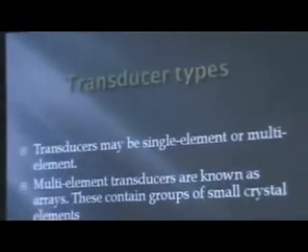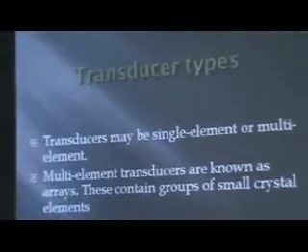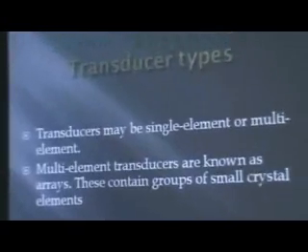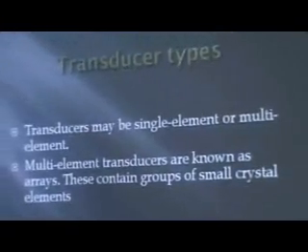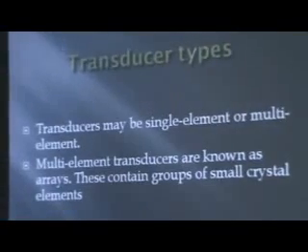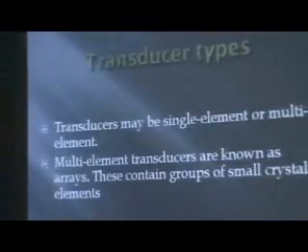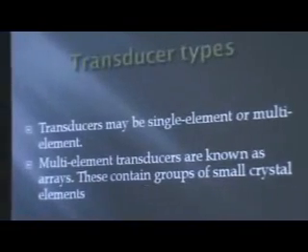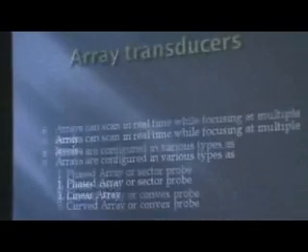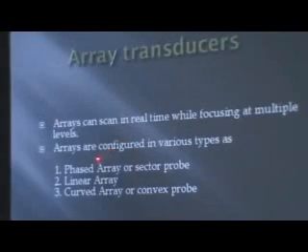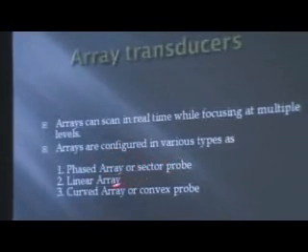There are two types of transducers. Either they have a single element piezoelectric crystal, or they have multiple element piezoelectric crystals inside. Those with a single piezoelectric crystal are not used these days, they are obsolete. The ones we routinely use are multi-element transducers, and we also label them as arrays. The array transducers are configured in various types: either phased array or sector probe, linear array, or curved array or convex probes.